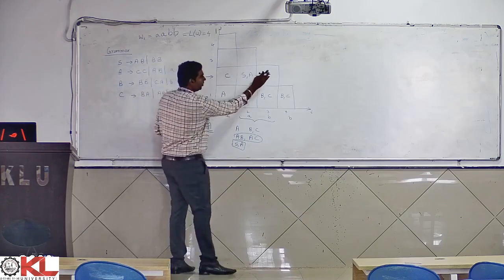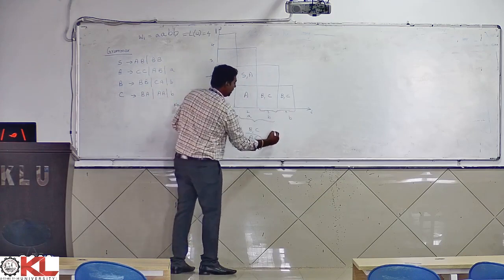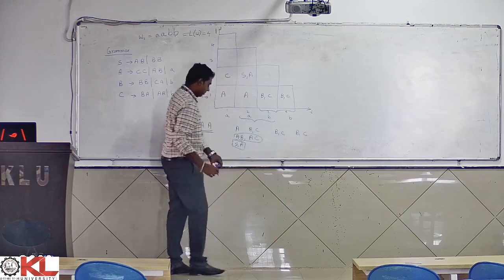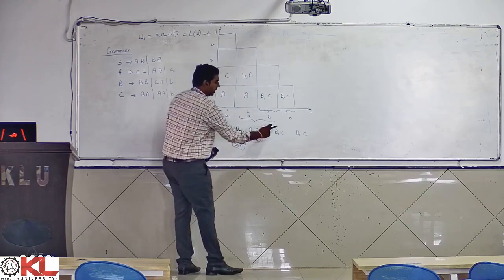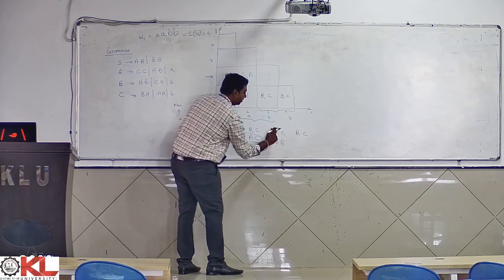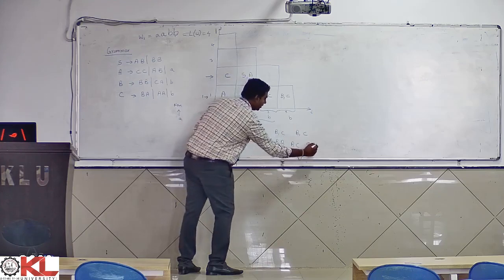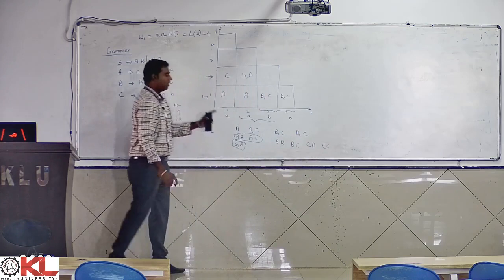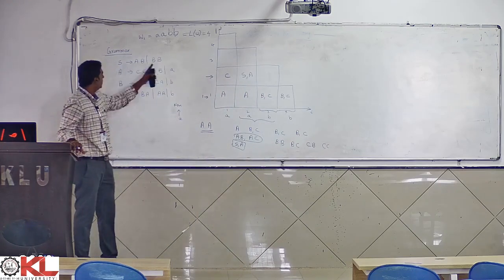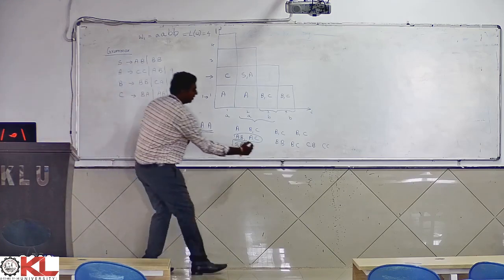Similarly, what about this cell? It is mapped by these two cells. So B comma C and B comma C, I am multiplying it. So it becomes BB, B into C, then C into B, then CC. Now I am checking the set of rules. What about BB? S tends to BB and also B tends to BB. So S comma B.